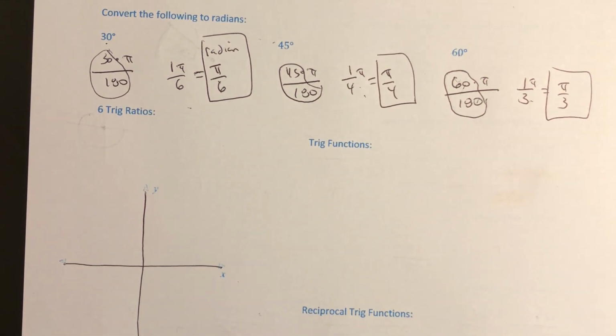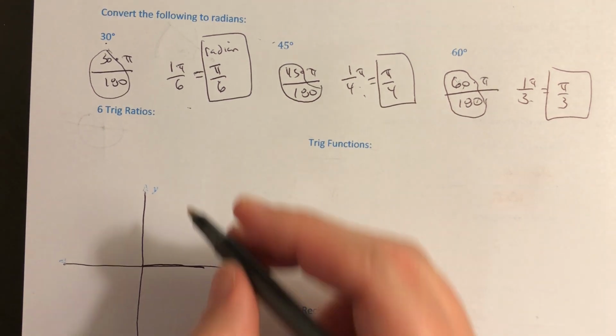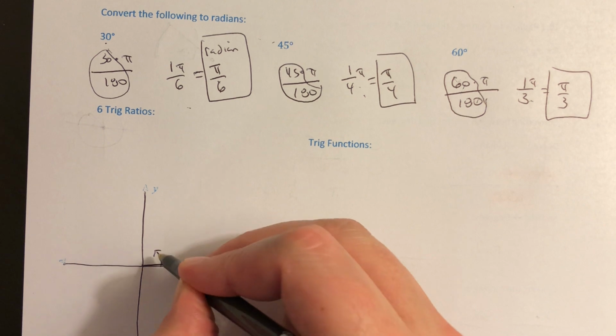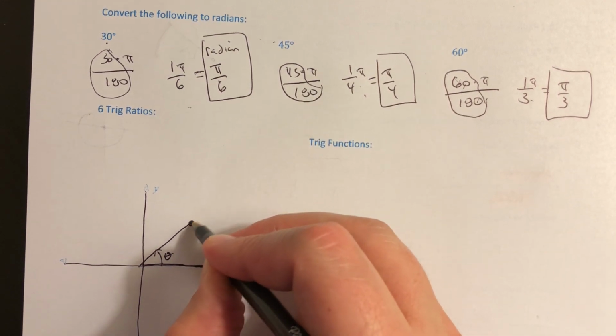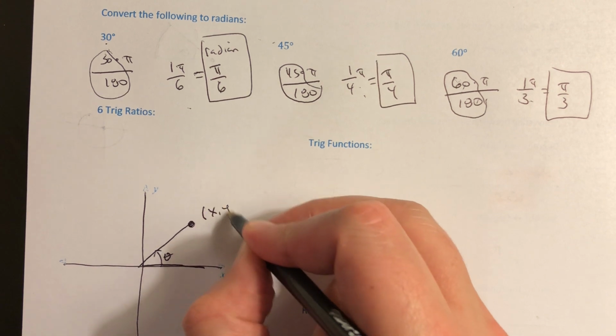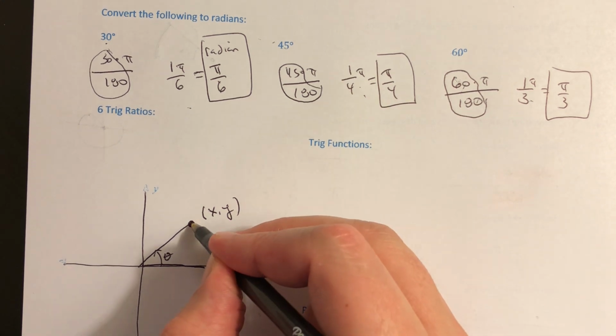Okay, so let's say I have a side length here, and I rotate, let's just call it theta, and I rotate to here. Remember, this is our XY coordinate of where we're located when we rotate certain degrees. And then I draw my right triangle.